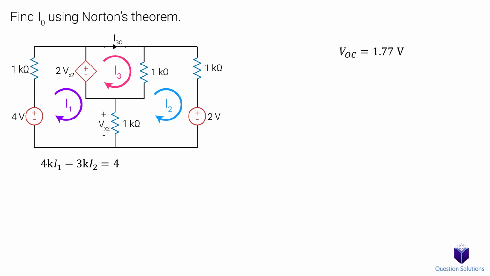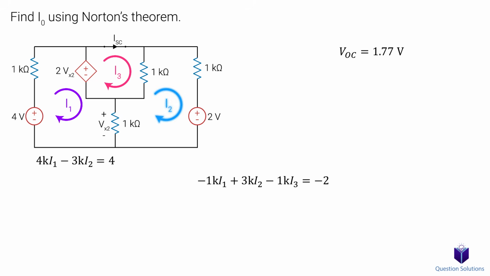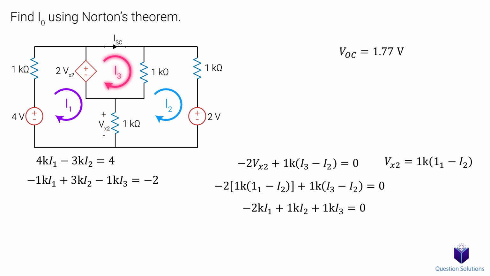Next, an equation for the right loop. Keep in mind, we have I3 to worry about in this scenario, since there is current flowing in this mesh. Let's simplify. Lastly, an equation for the middle loop. As before, we can replace Vx2 with our mesh current values. Now we can simplify.